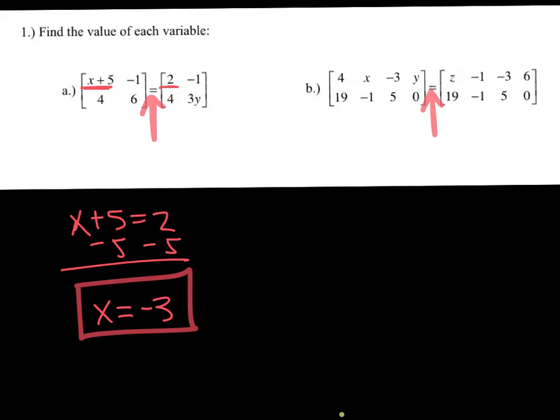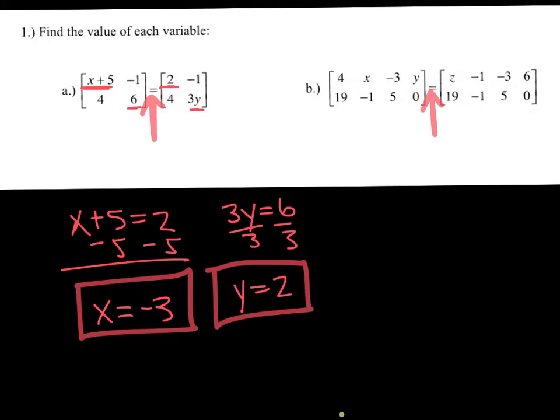Okay, so what about letter B? Nope, not letter B. We haven't finished letter A. So we solved for x. We also need to still solve for y. So 3y corresponds with which spot in your first matrix? 6. So 3y equals 6. Divide. y will be 2. So that's it. So when your spots correspond, because your matrices are equal, that's how you would be able to solve for your different values.